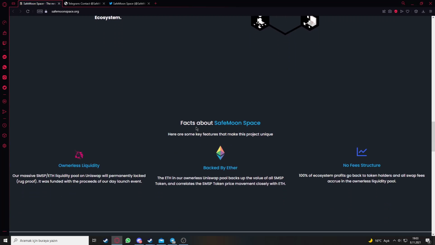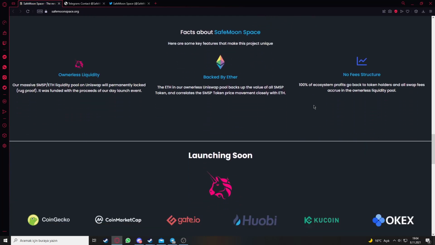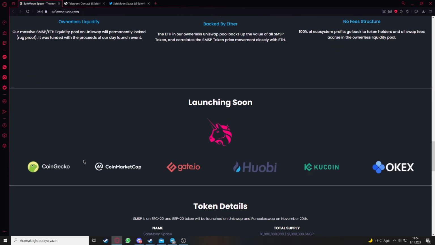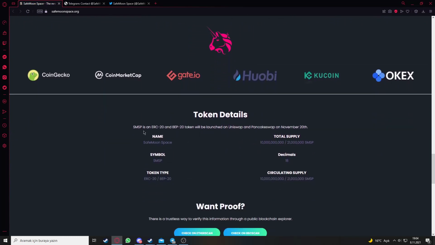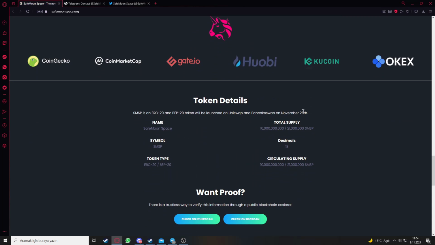Facts about SafeMoon Space: it has ownerless liquidity backed by Ether and no fees structure. It is launching soon on Uniswap, CoinGecko, CoinMarketCap, Gate.io, Huobi, KuCoin, and OKX, as you can see here. Here are the details about the token. You can see the total supply, decimals, symbol, and token type. It has ERC20 and BEP20.